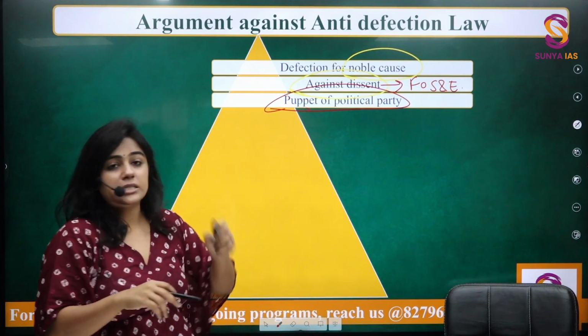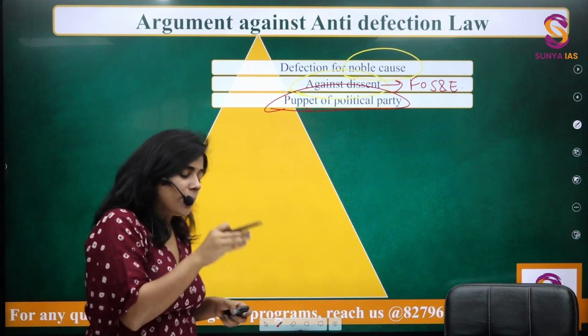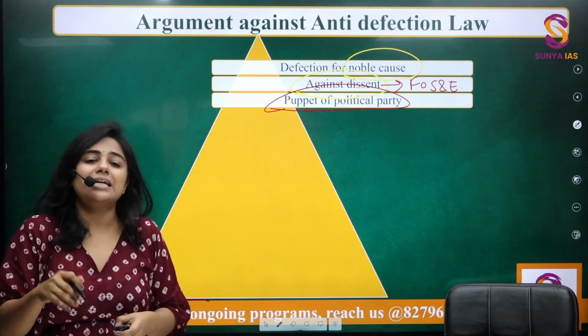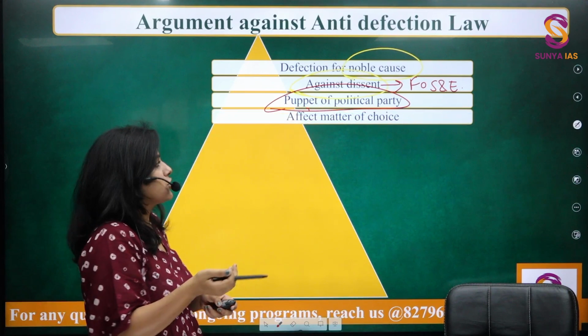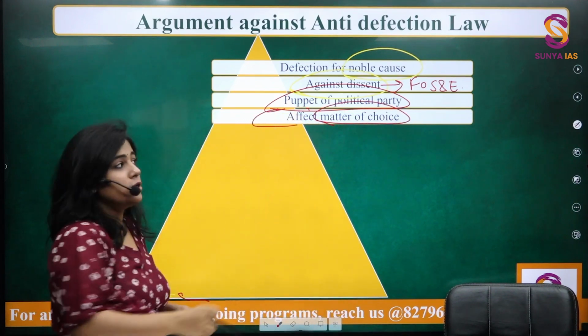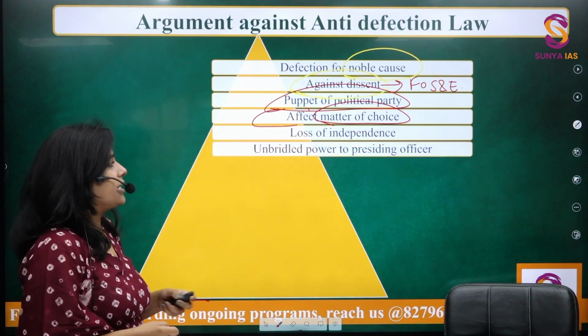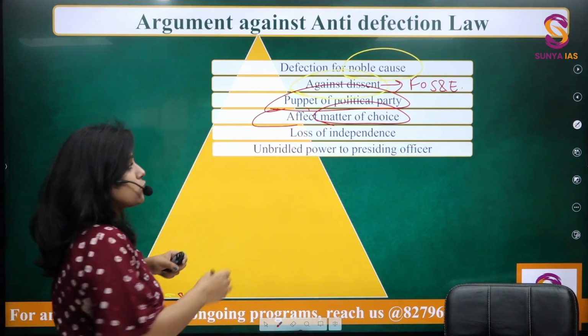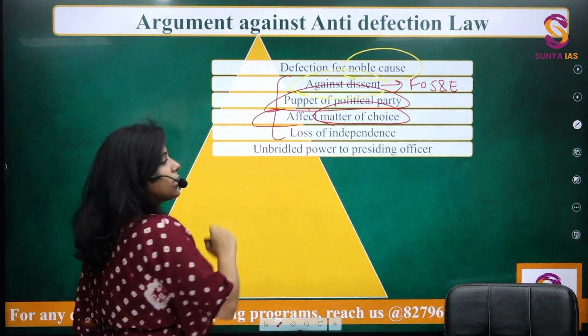And you can rephrase this. You can say the role of individual parliamentarians has declined because of the anti-defection law. It affects the matter of choice. Again, this is a corollary. Loss of independence. This is very important. So these four are basically similar points.